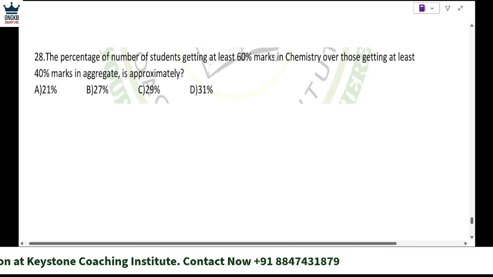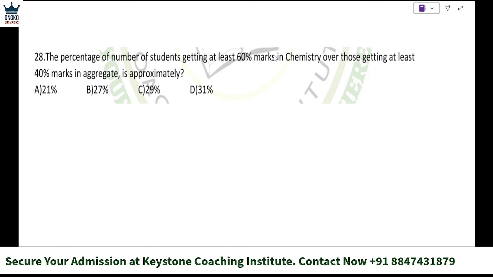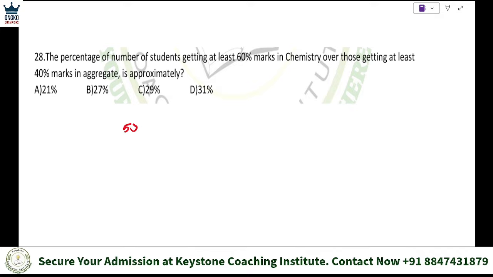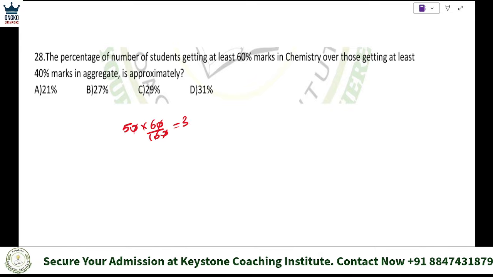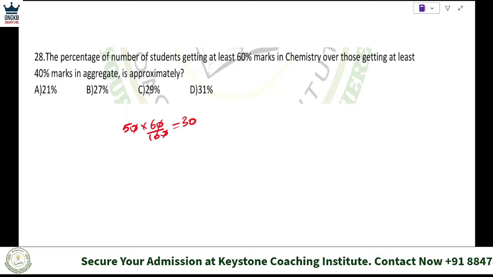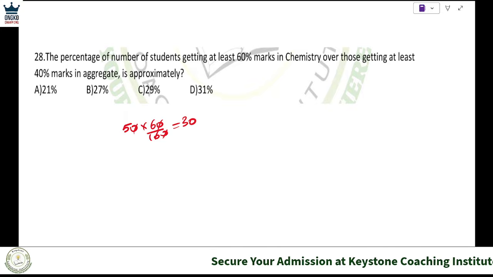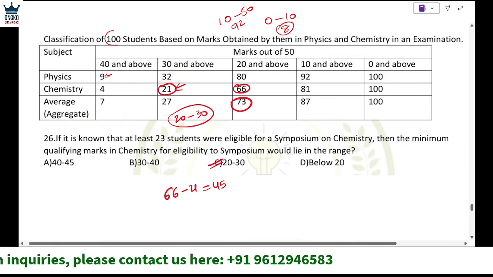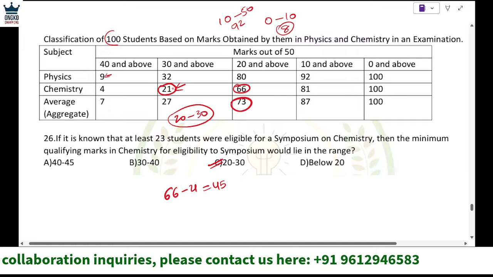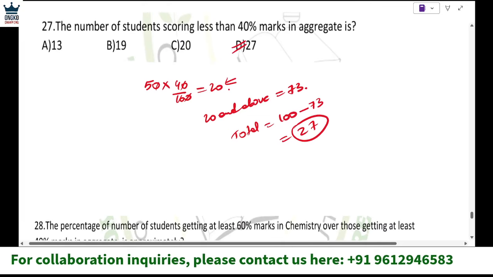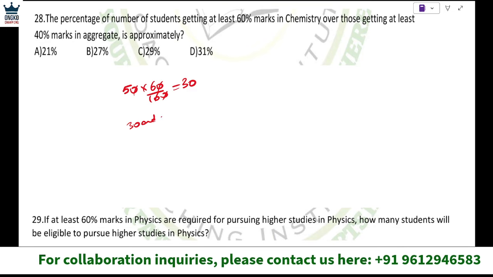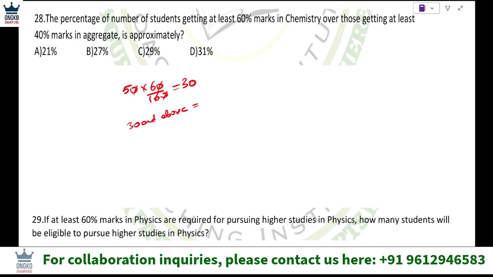The percentage of marks of students getting at least 60 marks in chemistry. Chemistry full marks is 50, and 60% means 60 by 100 of 50, which is 30. At least means 30 and above. So at least 30 and above in chemistry, from the table, we have 21.